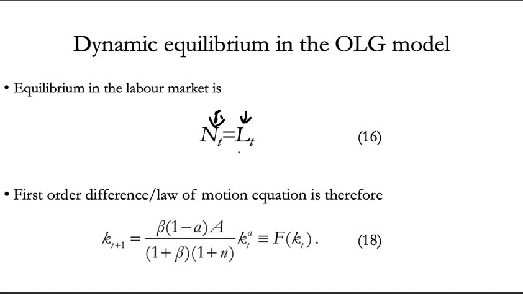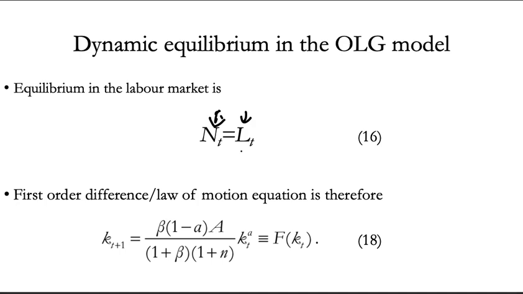Recall that only the young households, of which there is a total number of N_t, have the ability to work, because the old adults don't work. Each of them has 1 unit of time. Thus, aggregate labor supply is N_t also. Of course, aggregate labor demand is L_t, a unit mass of firms, each firm demanding L_t units of labor.